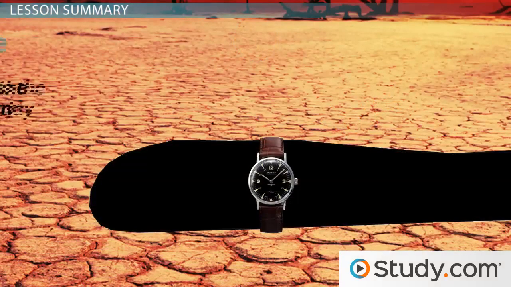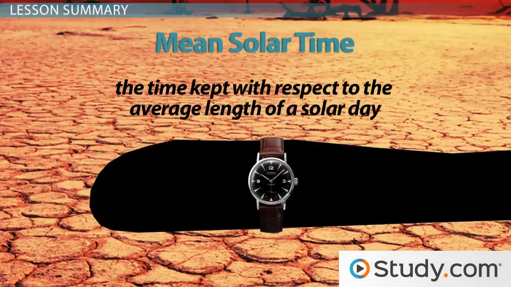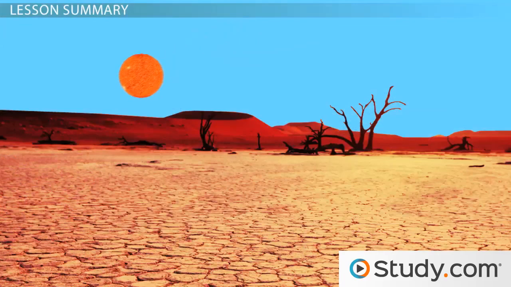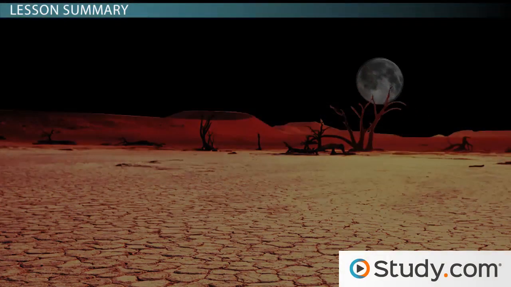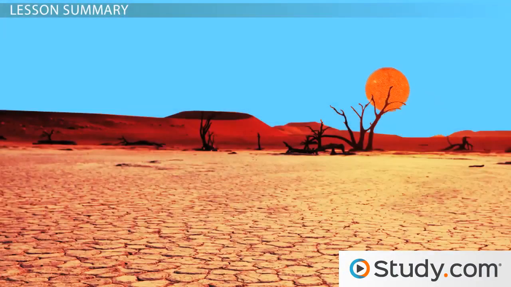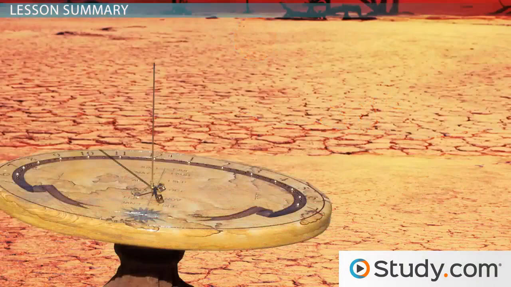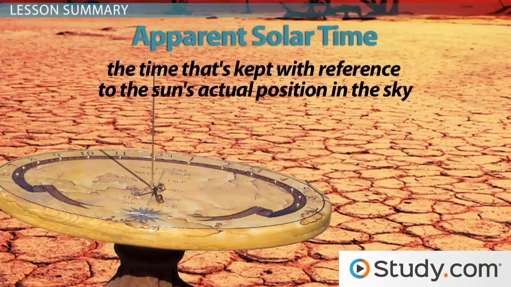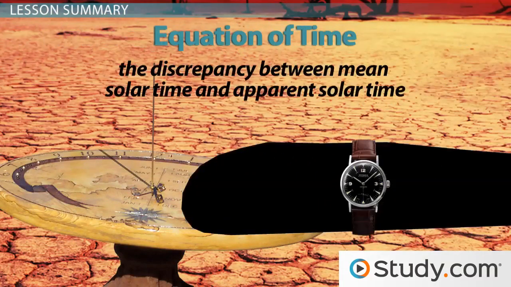Thus, we run our civilization on mean solar time, the time kept with respect to the average length of a solar day, or 24 hours. This kind of time doesn't take into account the sun's true solar day length variations. Instead, we just use an average number throughout the year. This is different from how a sundial works, which is based on apparent solar time, the time that's kept with reference to the sun's actual position in the sky. The discrepancy between mean solar time and apparent solar time that ultimately arises is known as the equation of time.